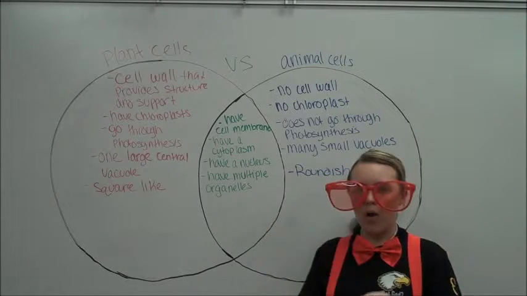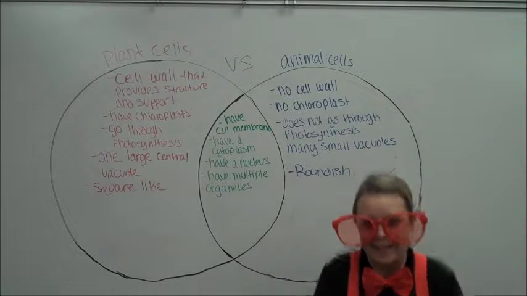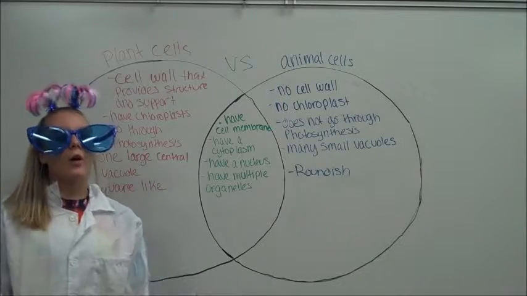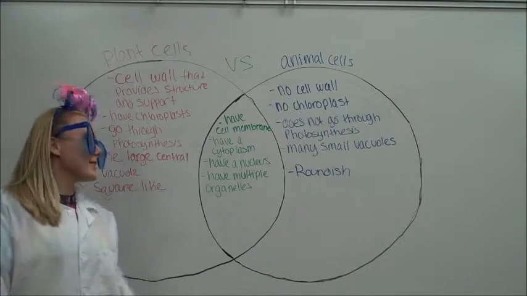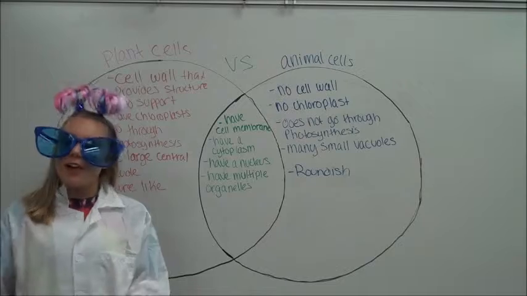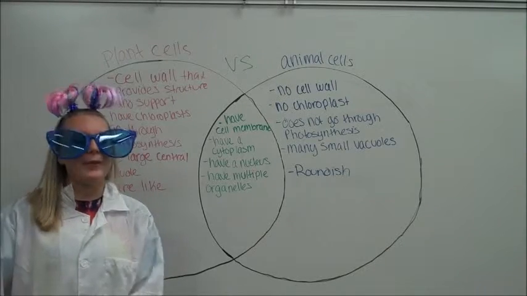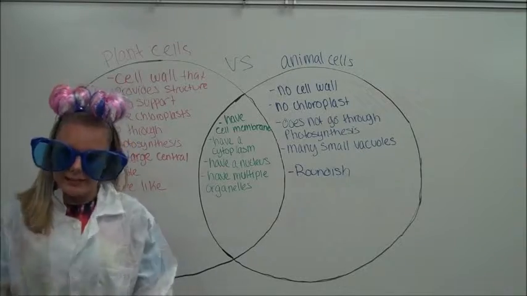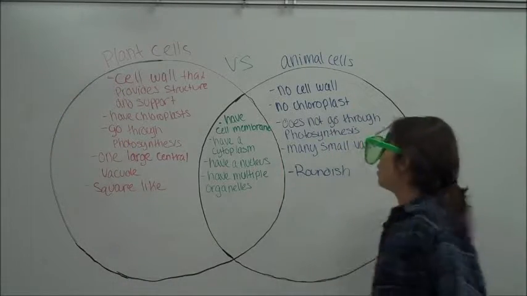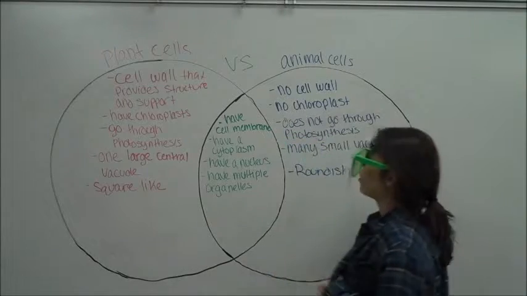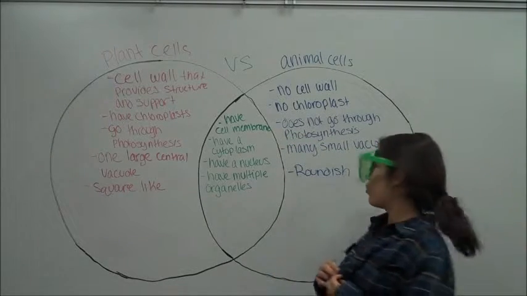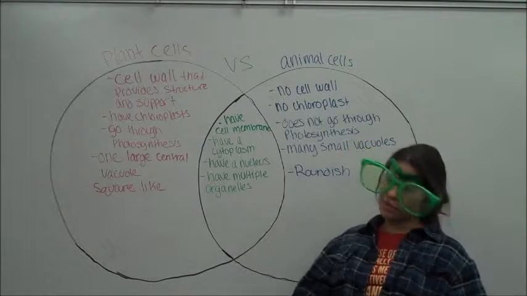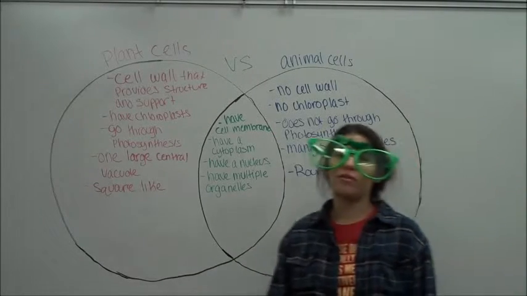Also, plant cells are kind of square-like. Animal cells, on the other hand, have no cell wall or chloroplast, so they can't go through photosynthesis. They have multiple small vacuoles because they can walk around and get water. And animal cells are more round-like. Okay, so I'm comparing the two, and they both have a cell membrane, they both have a cytoplasm, they both have a nucleus, and they also both have multiple organelles.